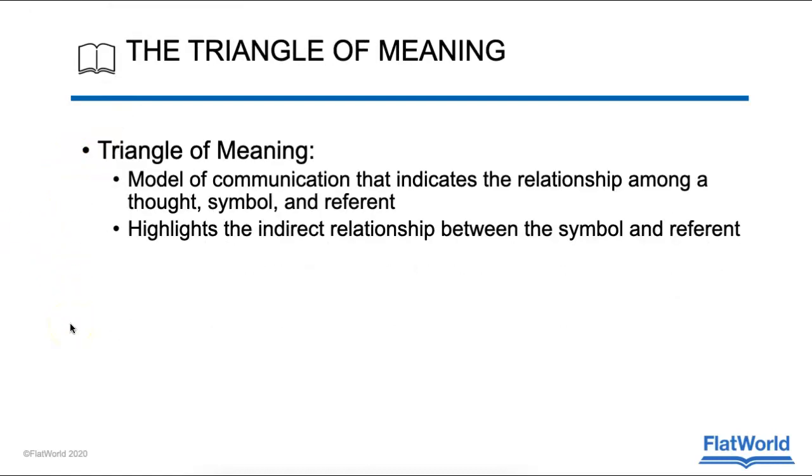The triangle of meaning, I really like this on chapter 2, page 51. It's a model of communication that indicates the relationship among a thought, symbol, or highlights the direct or indirect relationship between a symbol and a referent. So understand that. It talks about in figure 2.1, the symbol of a dog, the thought, I want to get a dog, and then the referent, an actual dog, which could be a Dachshund, a Jack Russell Terrier, a mutt, an animal from the shelter, whatever that might be.